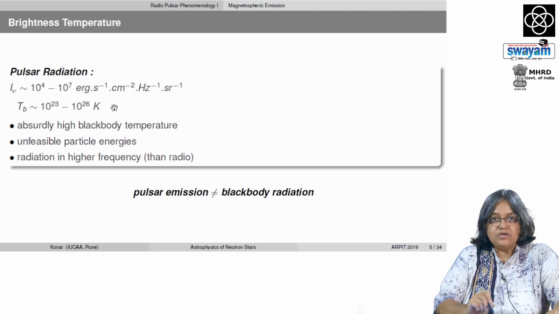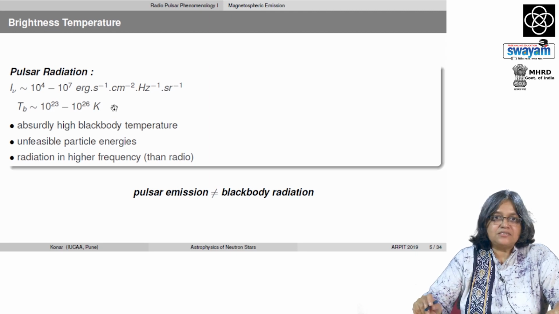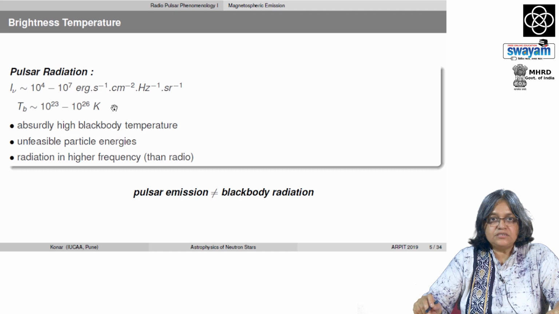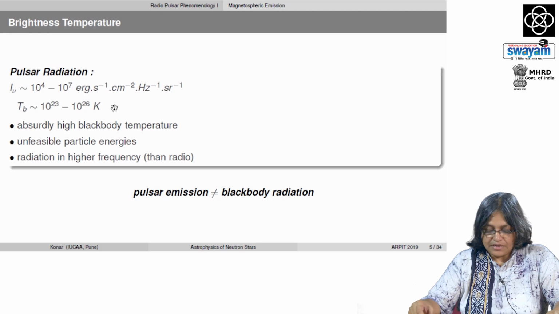the black body temperature. Now, clearly this is ridiculous, this is an absurdly high black body temperature, and it would be almost impossible to accelerate particles to such energies, and also the radiation would be in a much higher frequency compared to the radio band in which you are actually seeing this radiation. So, very clearly the pulsar emission is not black body radiation.